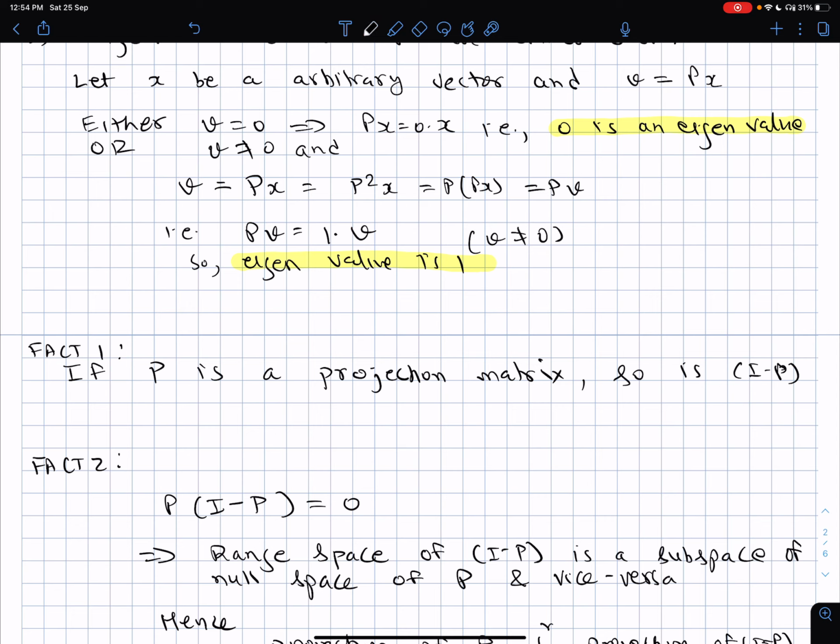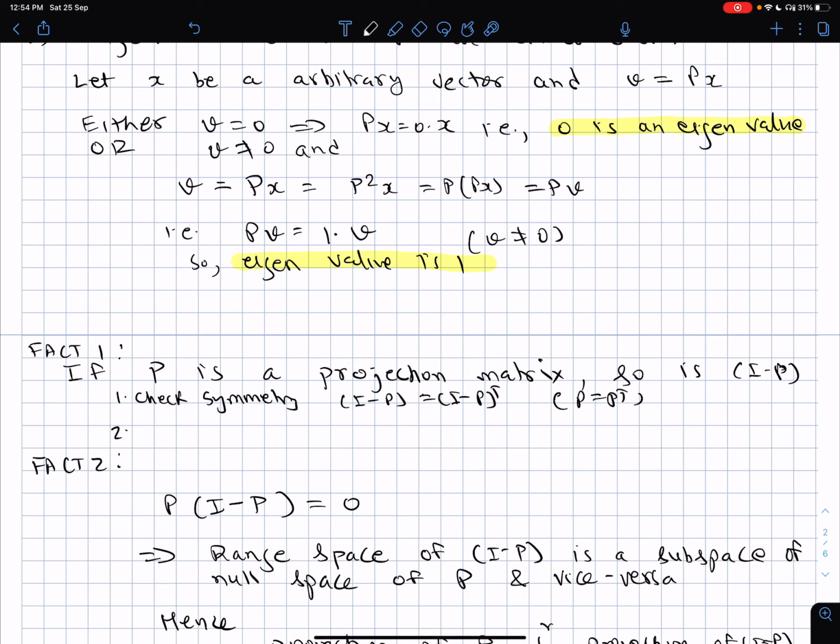And how do you check it out? You just check. First of all, you check symmetry. So P is symmetric, so I minus P is also symmetric, equal to I minus P transpose. Why? Because P is equal to P transpose.